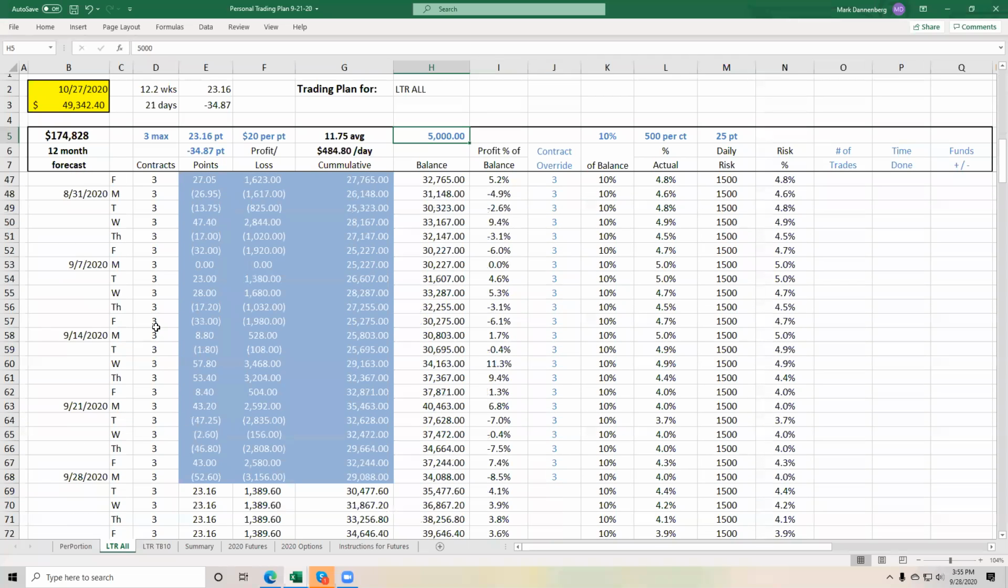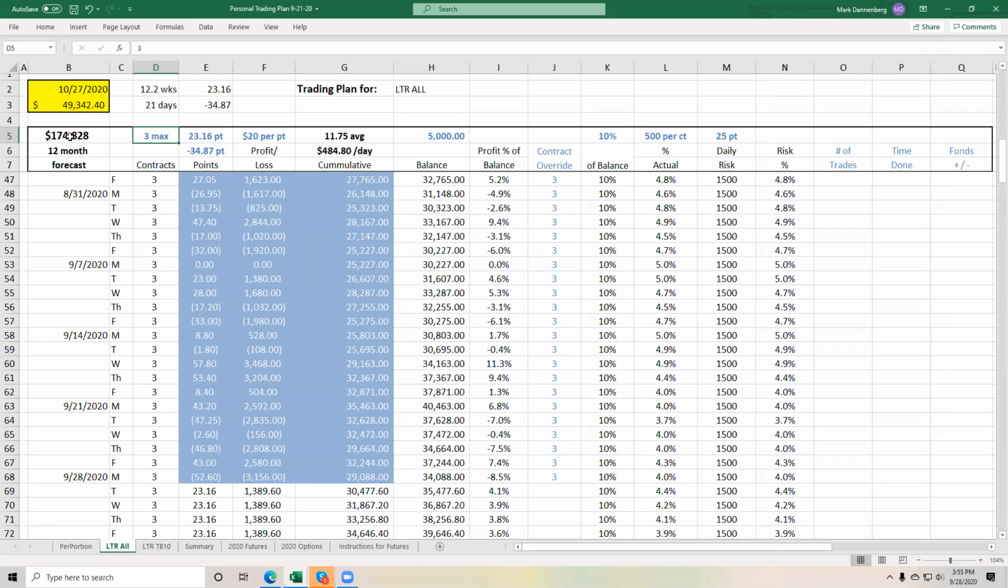I'm now in control of how many contracts I want to trade, because the number of contracts will never grow beyond a margin requirement of more than 10% of the balance of the account. So knowing that, I can put in whatever number of contracts I want, and the trading plan will allow me to scale according to being less than 10%. So I've got it set at 3 contracts.